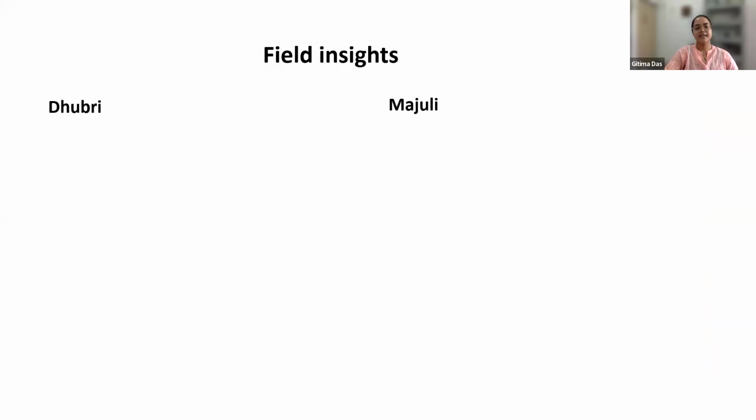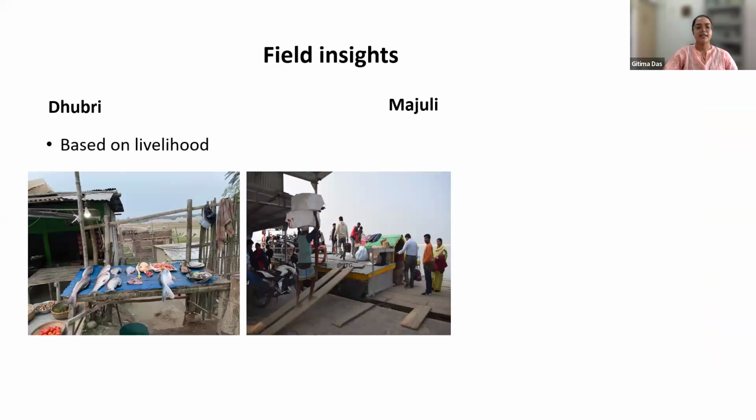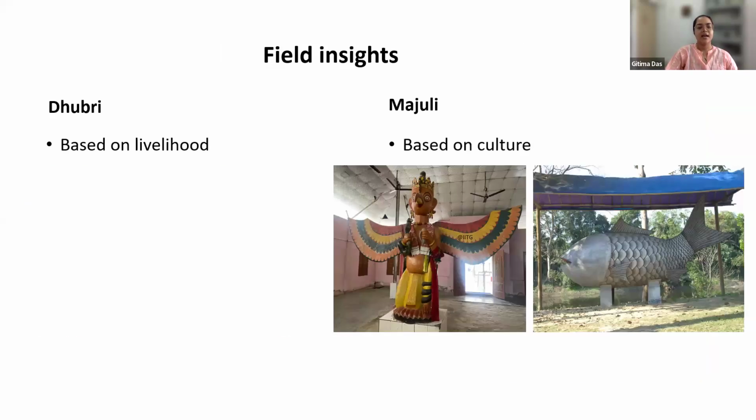Now, some of the field insights that I observed through our initial visits to Dhubri and Majuli is that the perspective of stakeholders in Dhubri around the river and the river biodiversity is more from the point of view of livelihood, as we can see here, mostly from fishing-related and trading-related activities. And this is also similar in Majuli. However, there is a cultural backing to it, as you can see from the images, that how river biodiversity is evident and deeply rooted in the mythological legends of Majuli's culture.